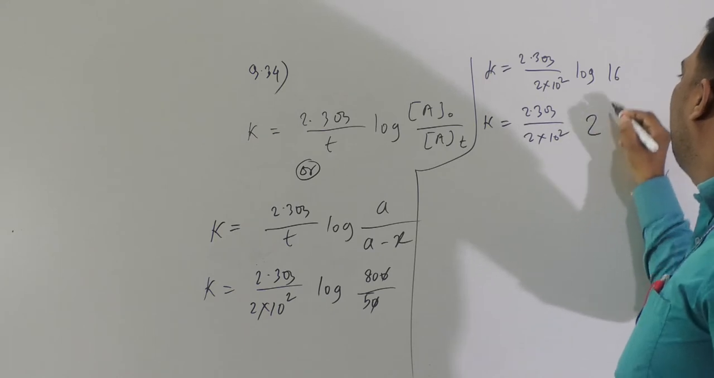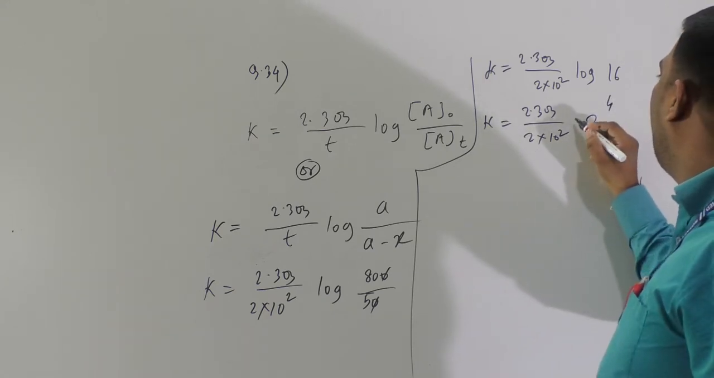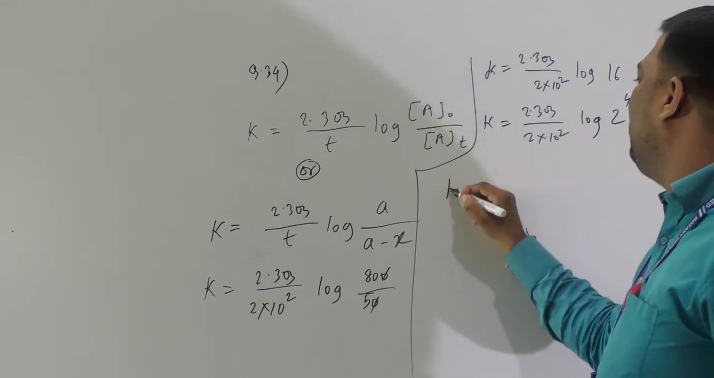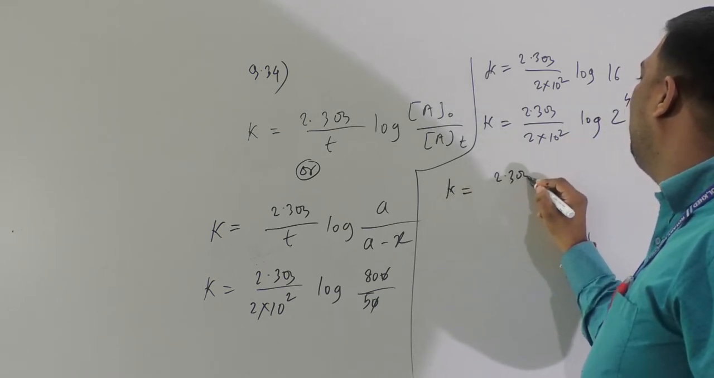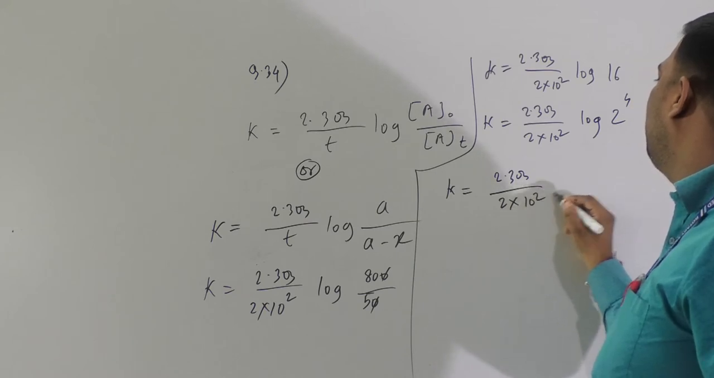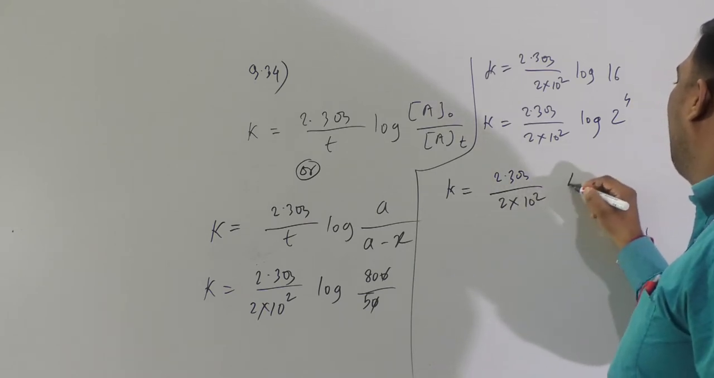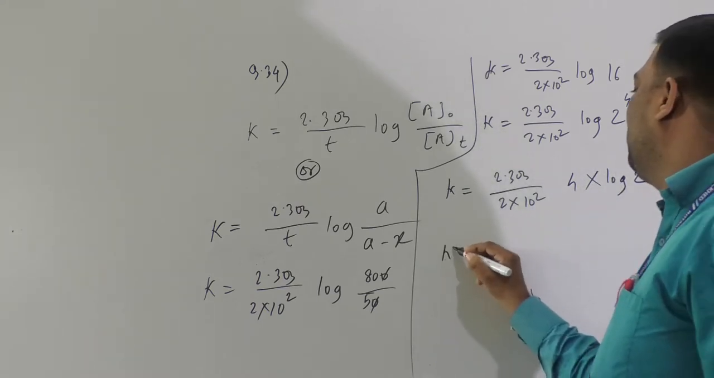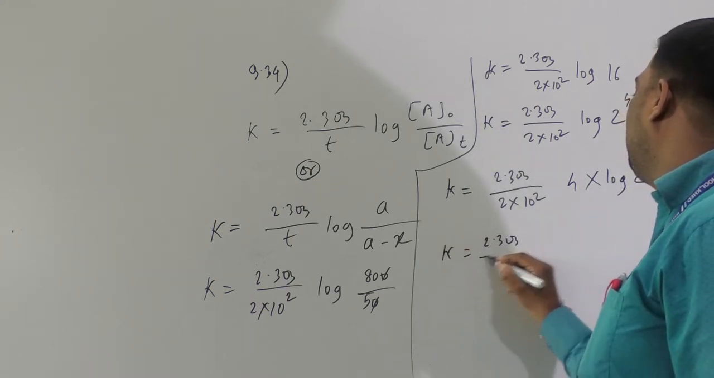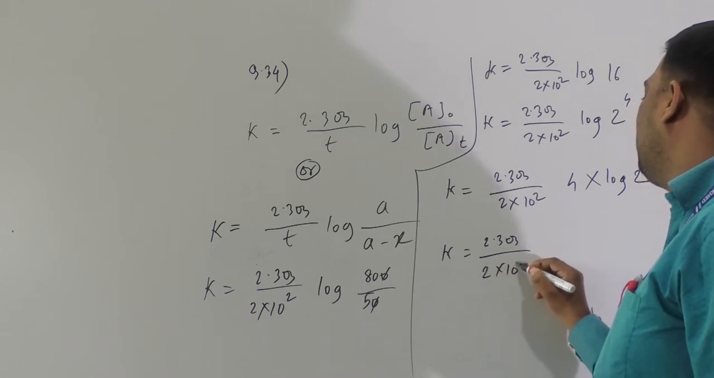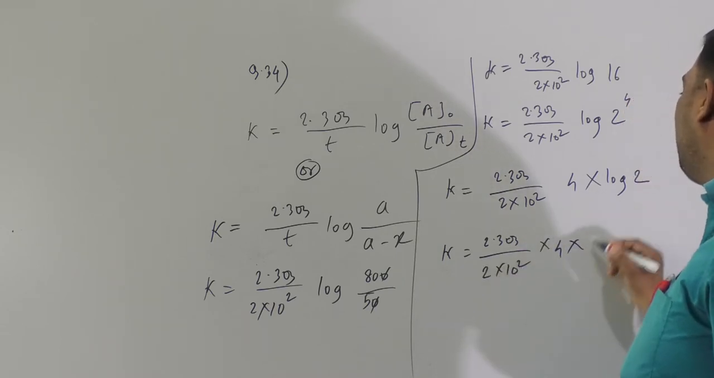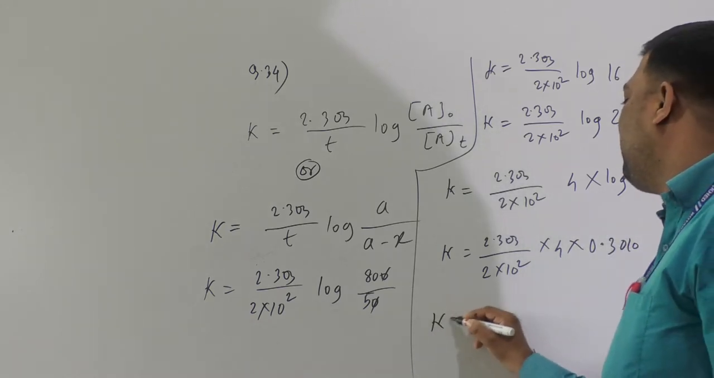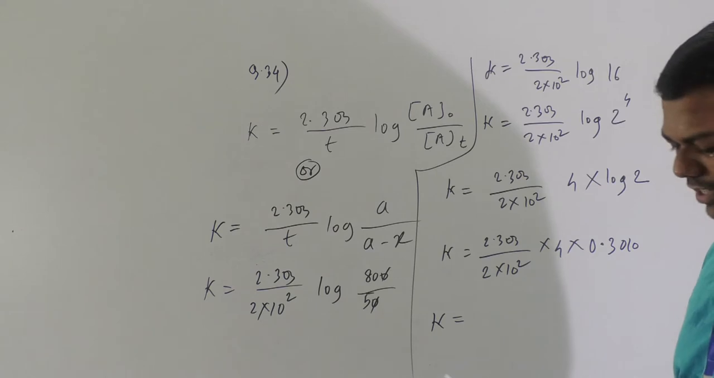How can we write 16? 2 raised to 4. So log 2 raised to 4, then k is equal to 2.303 by 2 into 10 raised to 2 into 4 into log 2. This thing you know, log 2 is how much? 0.3010. Then after solving this, you will get the answer easily.